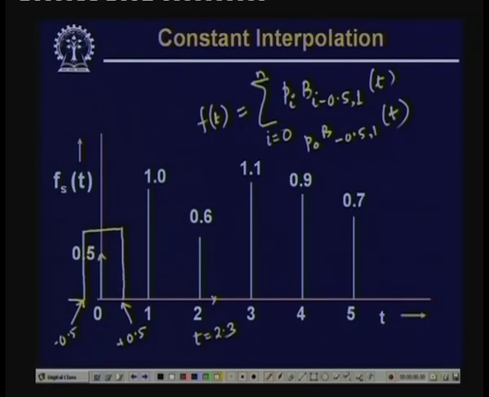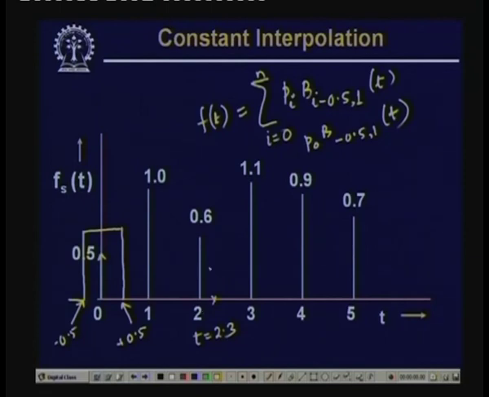So, this P 0 does not have any contribution to point t equal to 2.3, because at this point the contribution of this particular product P 0 B minus 0.51 t will be equal to 0. Similarly, if I consider the effect of point P 1 to t equal to 2.3, the effect of point P 1 will also be equal to 0, because the product P 1 B 0.51 t is equal to 0 at t equal to 2.3.